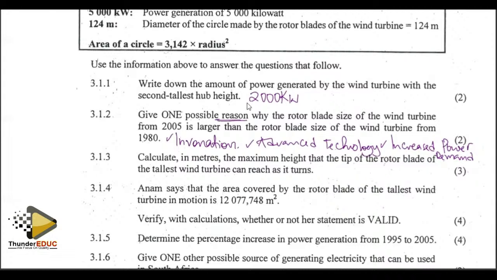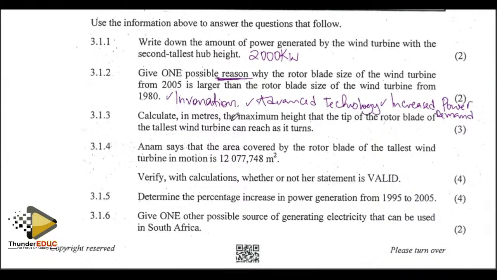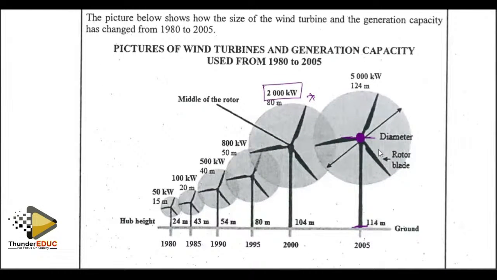Possible reason. All right. Calculate in meters the maximum height that the tip of the rotor blade of the tallest wind turbine can reach as it turns. Maximum. These are 3 marks. Now, what we need to do, we are looking for this part here, from there to here. This is what we're looking for.